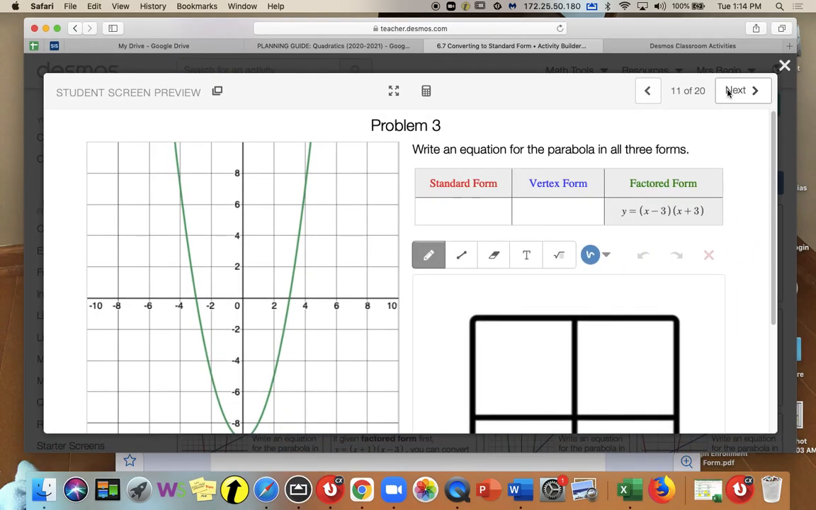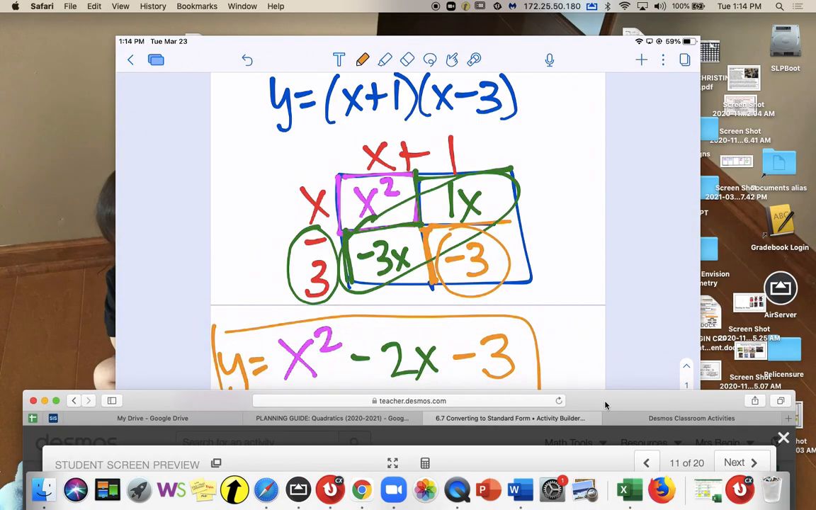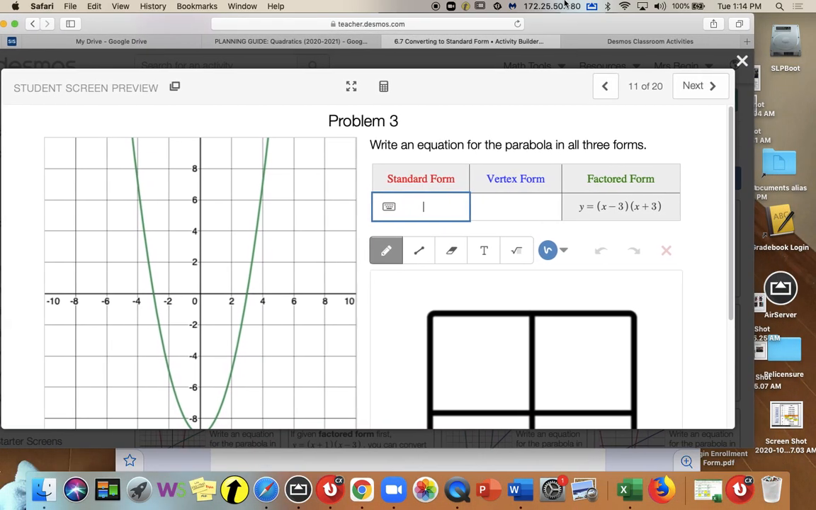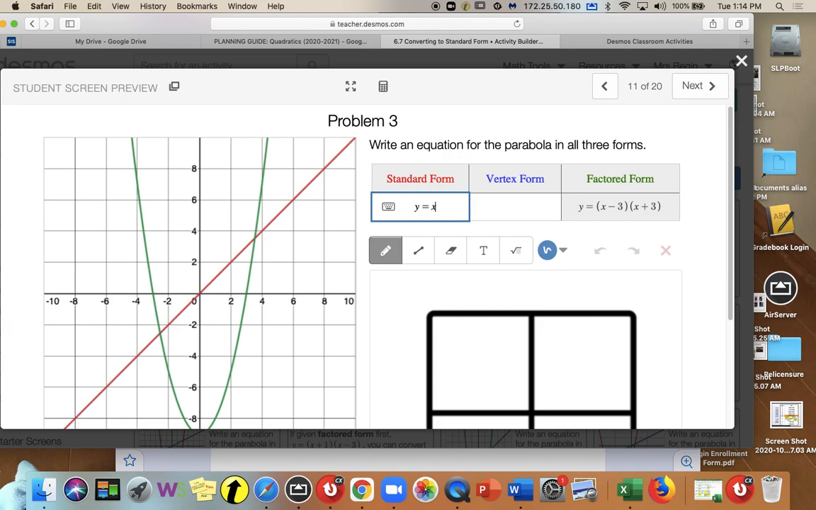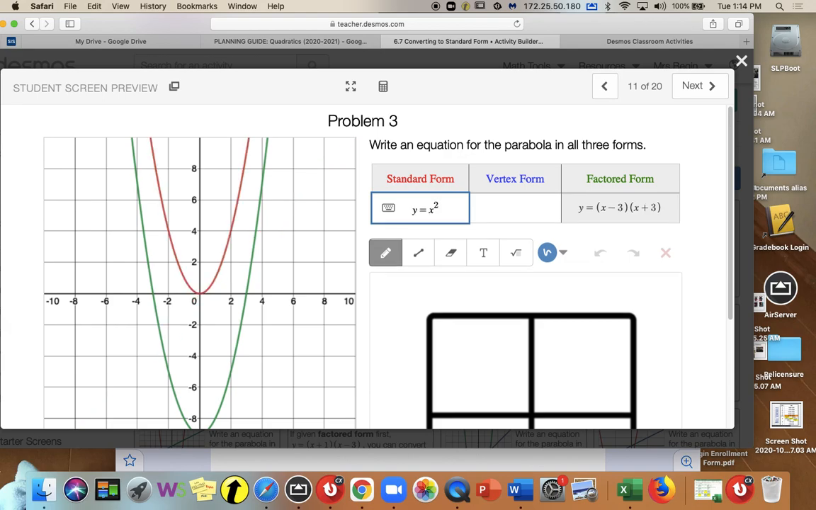Okay, so now let's write them in all three forms. I'll write what I had for standard. Y equals x squared minus 2x minus 3. Okay, so there's standard form. Vertex form. So we're looking at the red graph. I have to find the vertex. It looks like 1, -4.